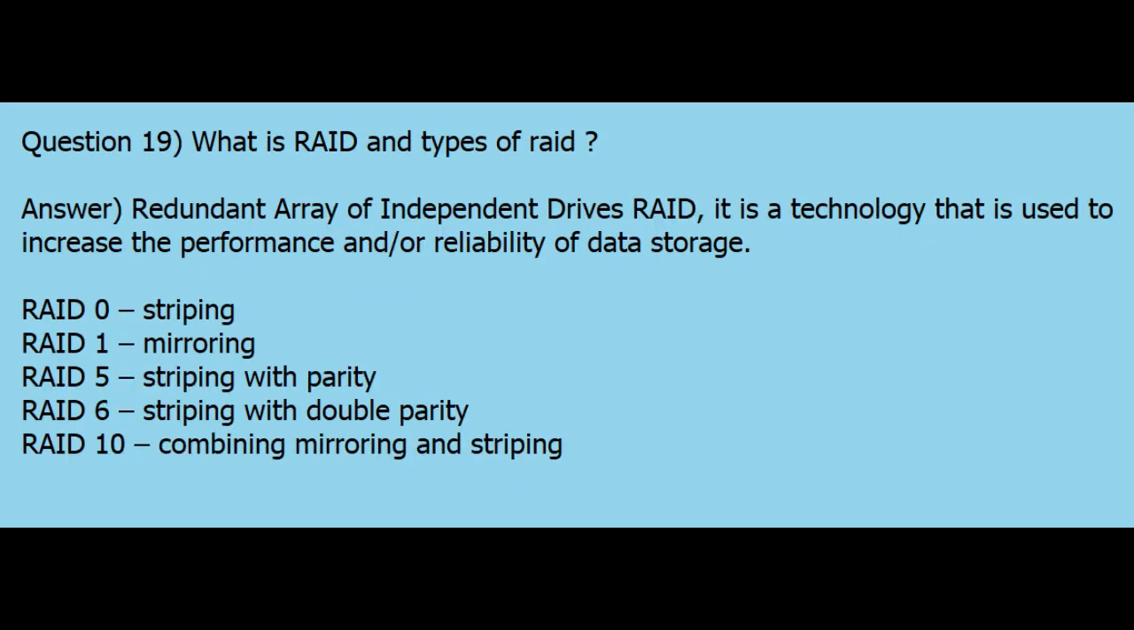Question 19. What is RAID and types of RAID? Answer. Redundant Array of Independent Drives, RAID. It is a technology that is used to increase the performance and/or reliability of data storage. RAID 0 is called striping. RAID 1 is called mirroring. RAID 5 is called striping with parity. RAID 6 is called striping with double parity. RAID 10 is called combining mirroring and striping.